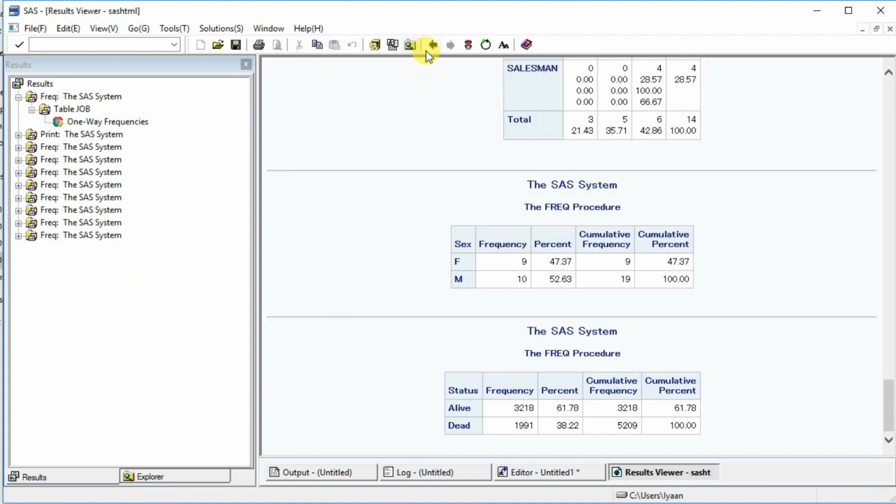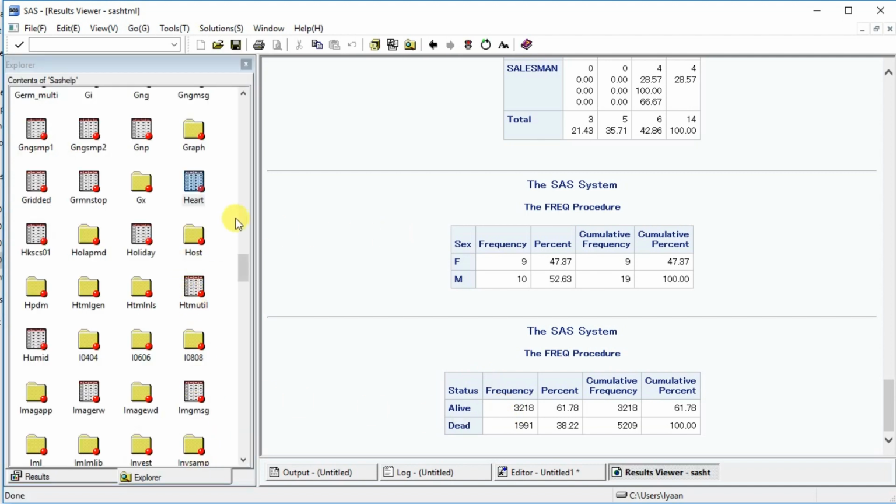Now see this. Based on this output we have two statuses, alive and dead. Okay, so we had 5209 people, and we have information of these many people, and out of these 61% people are alive, and we have 38% people who are dead. Oh, that's bad. Yeah, that's why we say it's very important to take care of your health.